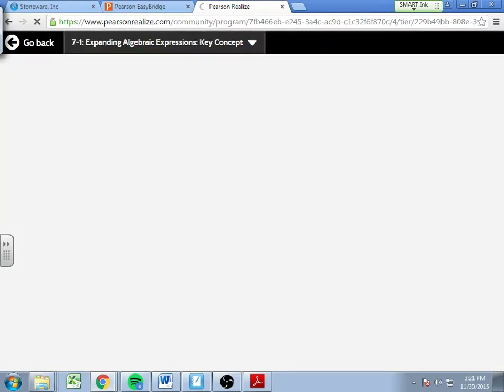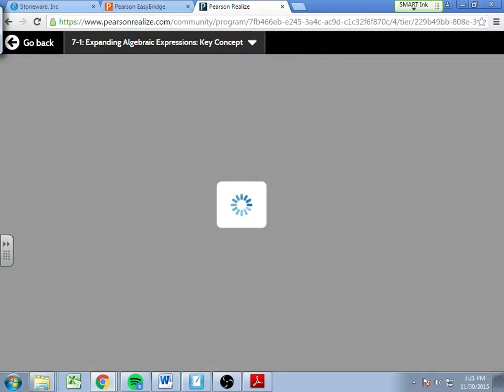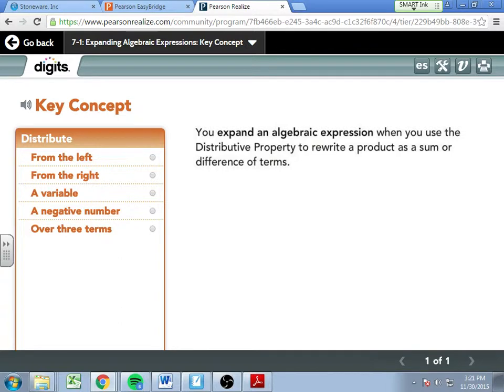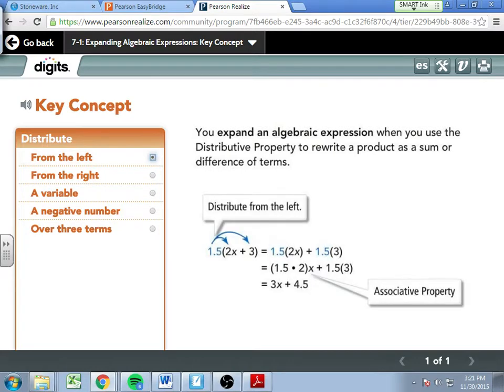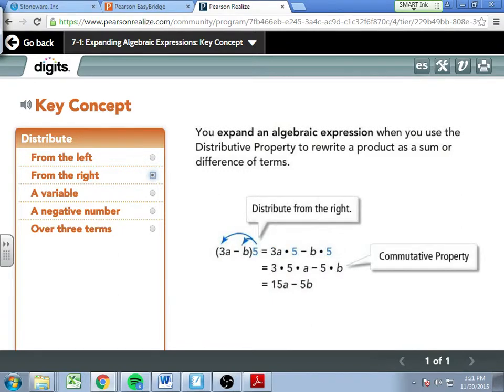Here's the deal with distribution. We know that we have to distribute when we have a number or a value. I say value because we don't necessarily have numbers. We might have a variable. The most common way we're going to see it is the number is on the left, out in front. We kind of call the left side the front of the parentheses. That's the most common way that you'll see it. However, there are a lot of other ways we can distribute also.